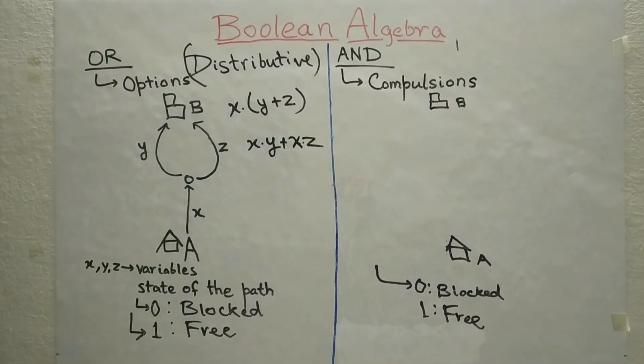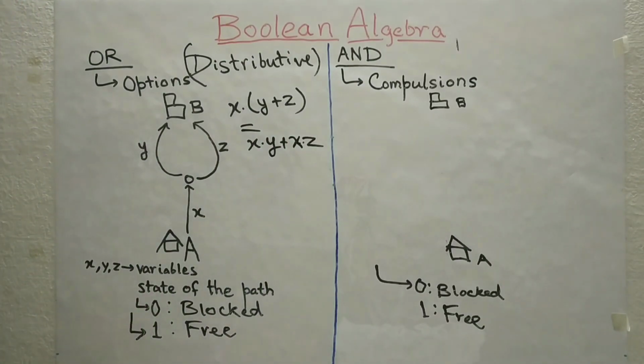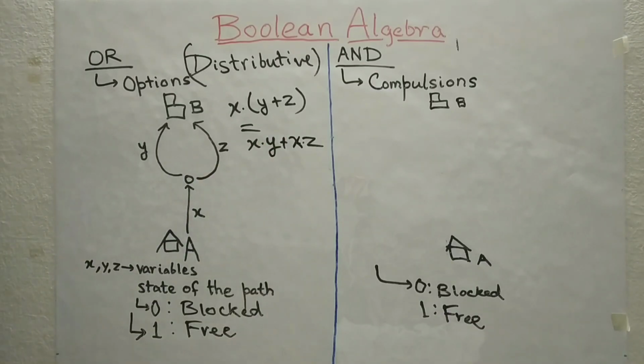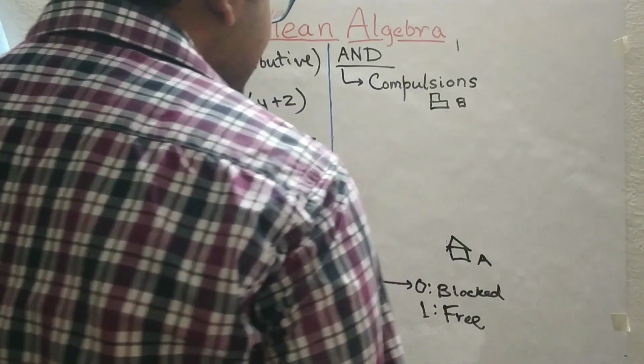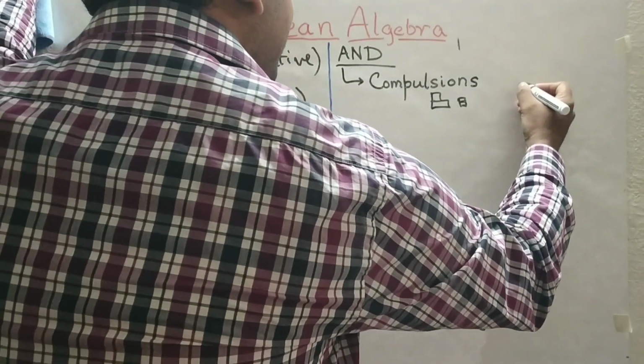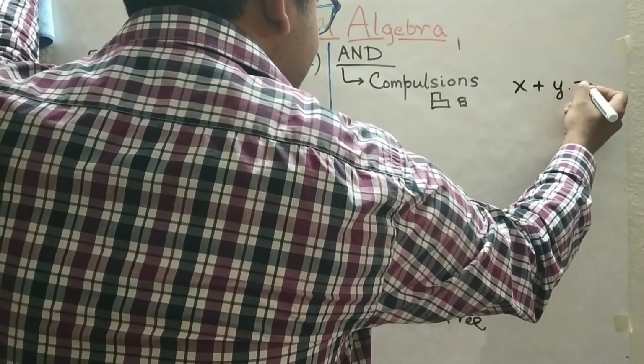So this is the distributive property. X and Y or Z is equal to X and Y or X and Z. There is another similar one, that is X or Y and Z.